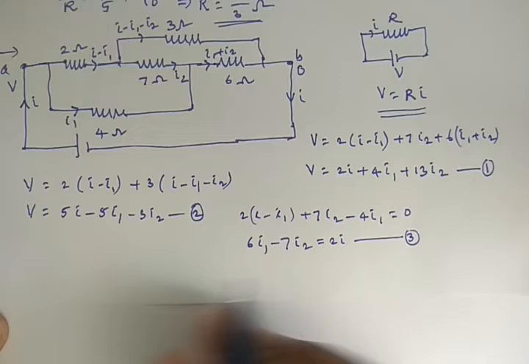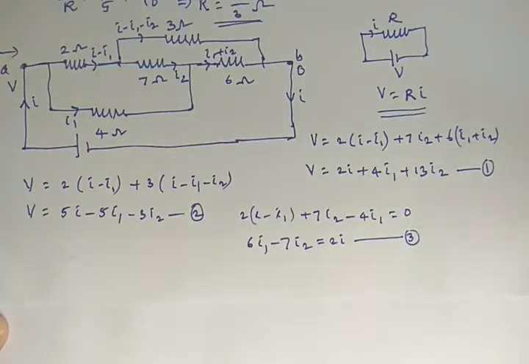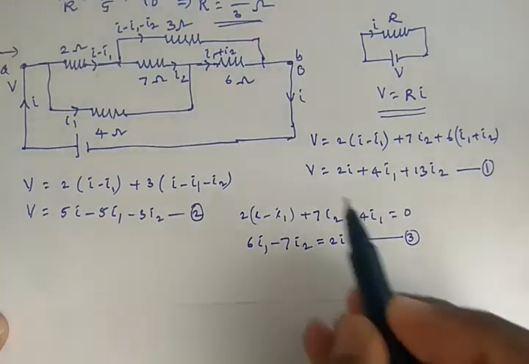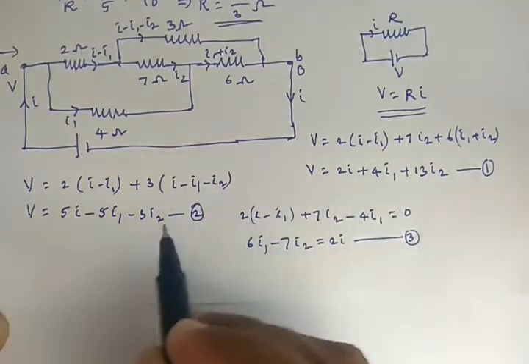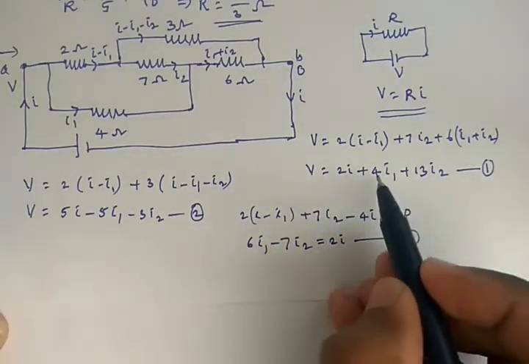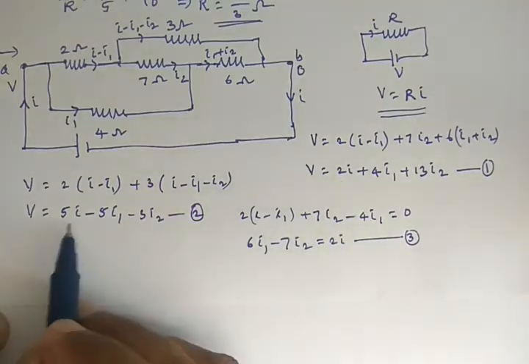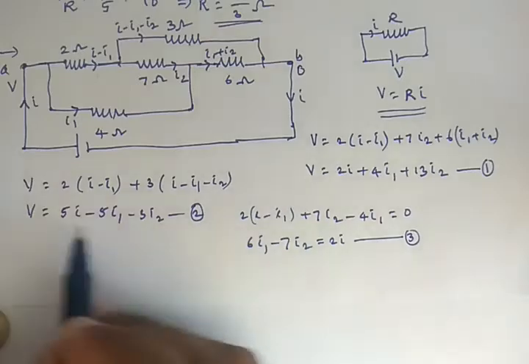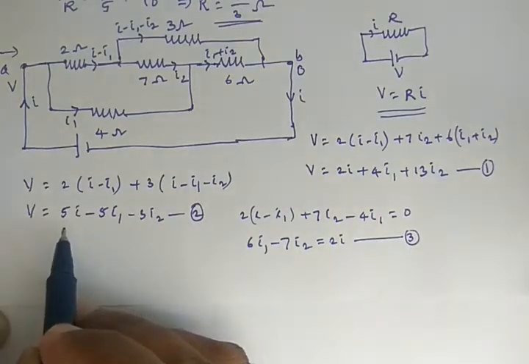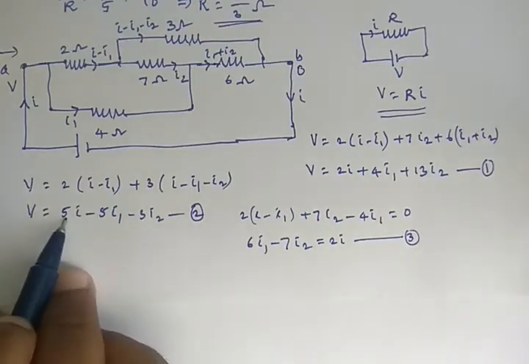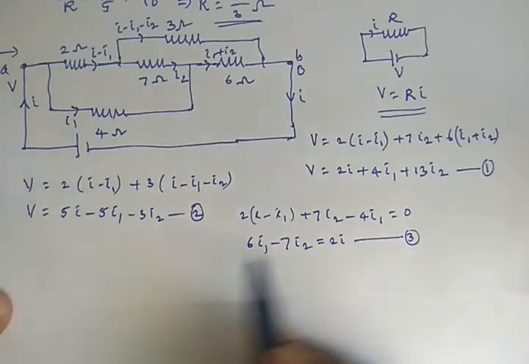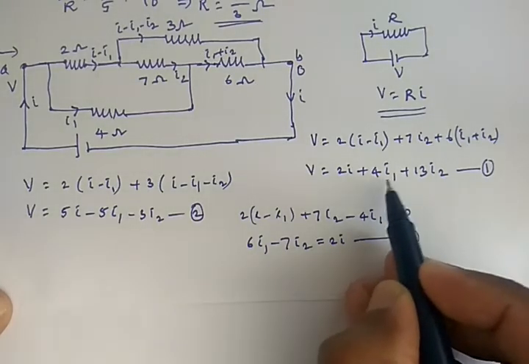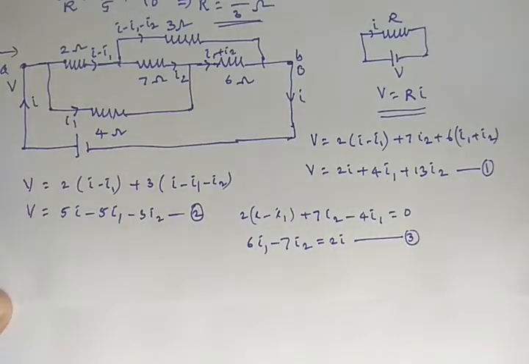So let us solve these three equations. Let us equate 1 and 2. If I equate 1 and 2, there is 5I and there is 2I, then when you cancel 2I, you get 3I here. And similarly 4I1 is there, and here it is minus 5I1.